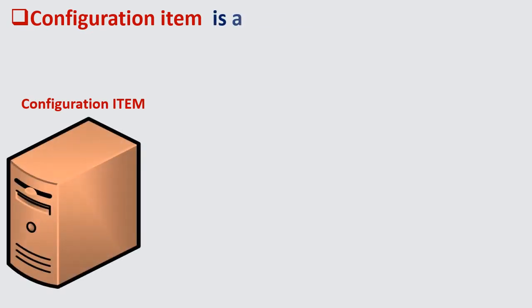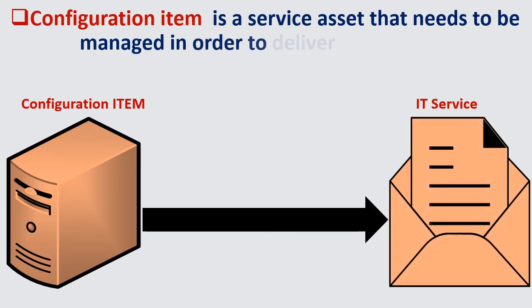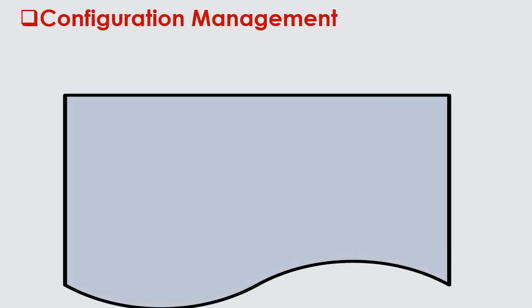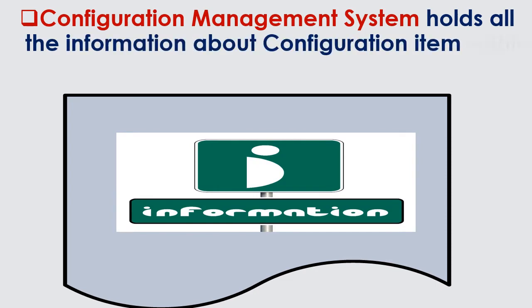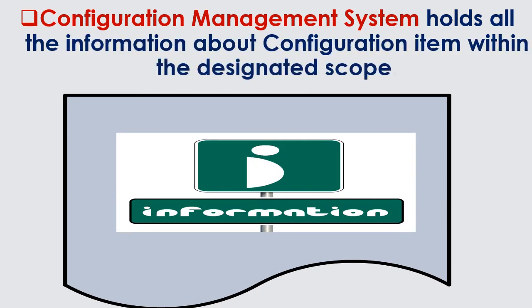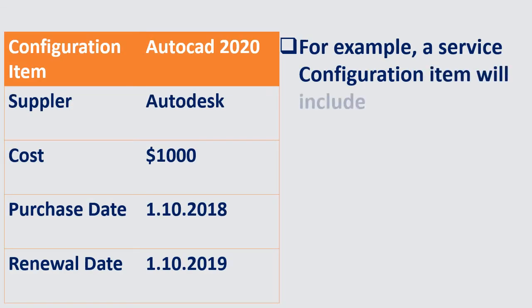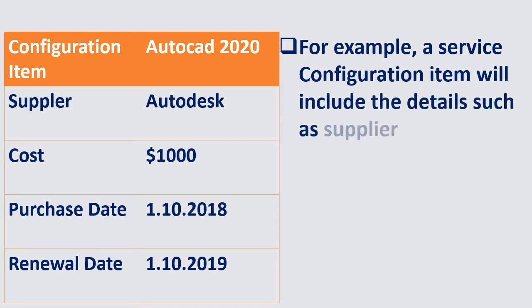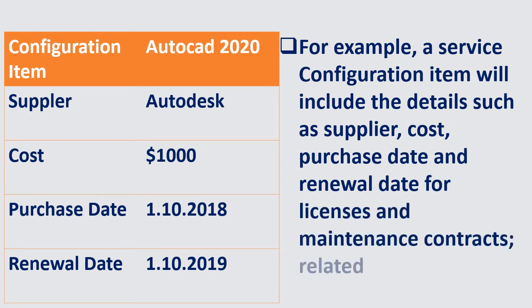A configuration item is a service asset that needs to be managed in order to deliver an IT service. A configuration management system holds all the information about configuration items within the designated scope. For example, a service configuration item will include details such as supplier, cost, purchase date and renewal date for licenses and maintenance contracts, and related documentation.